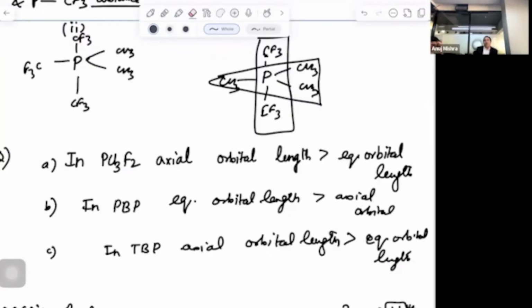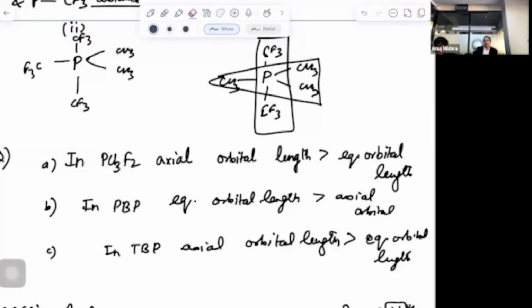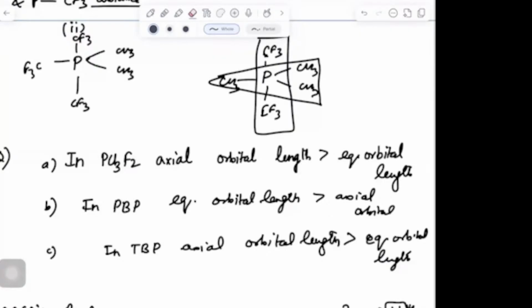Who is studying the answer? I got A and C both. A and C both, okay. And I'm in this B section. Okay. Others please check.